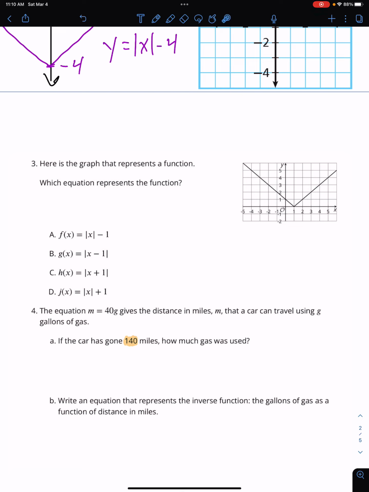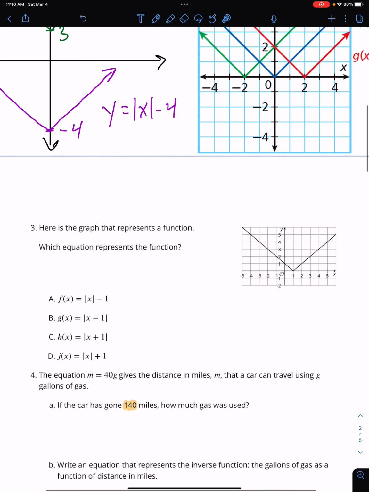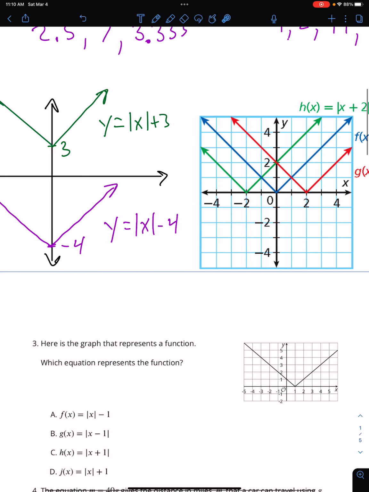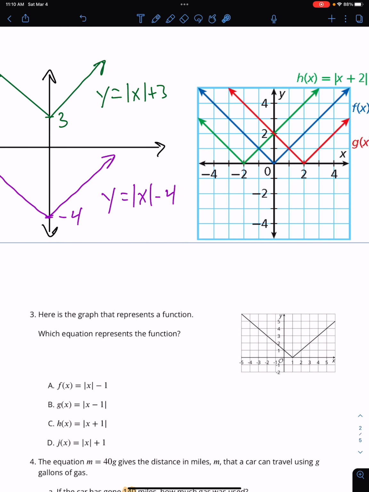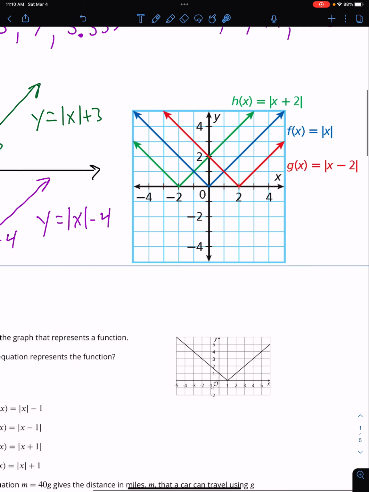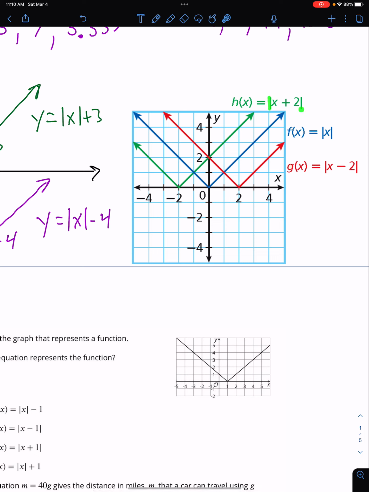Translations basically are things that we do to move a graph left or right, up or down. And it's got to do with if we add or subtract a number, a constant, on the outside or the inside of, in this case, what we're using for this example, the absolute value. But these are the same translations in all math. You'll see it works for everything.